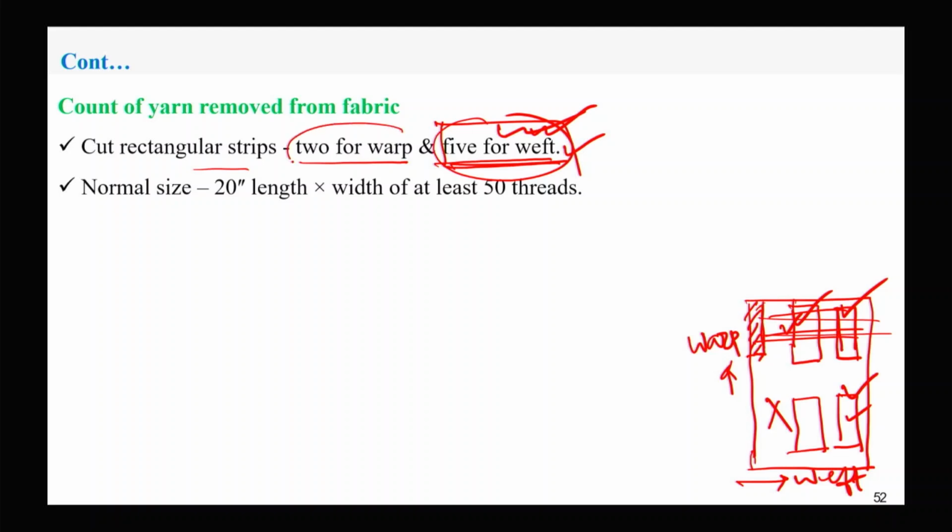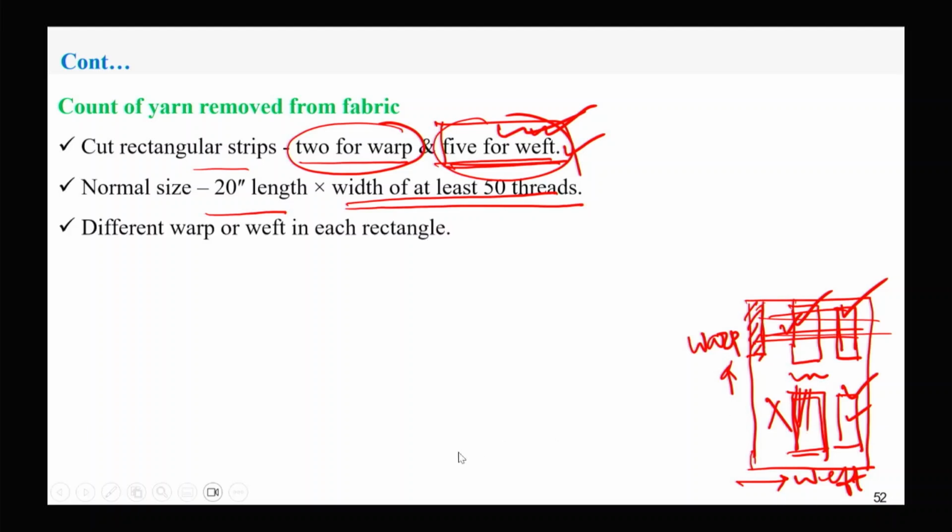So warp is actually taken from a longer length. So 2 warps are there. The normal size is 20-inch length. So we have to use the 20-inch length here, cut, and the width at least 50 threads. So this width you have to take where at least 50 threads are there. Different warp or weft in each rectangle. So different rectangles you have to take.